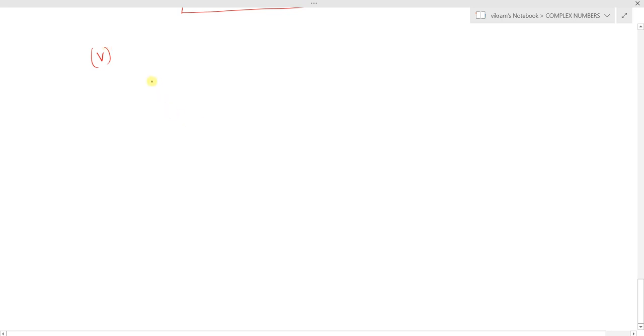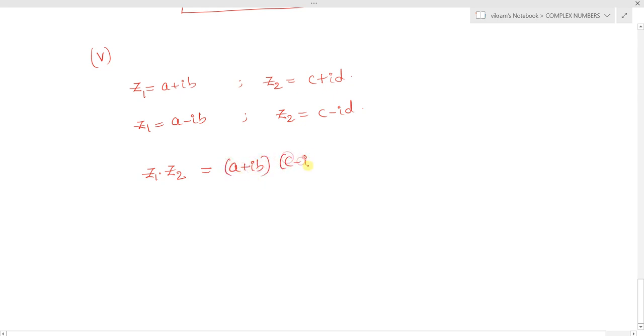Similarly, now multiplication. We are considering z1 equals a plus ib and z2 equals c plus id, and the conjugates we obtain are z1 conjugate as a minus ib, and z2 conjugate as c minus id. Then what is z1 into z2? z1 into z2 is a plus ib into c plus id.